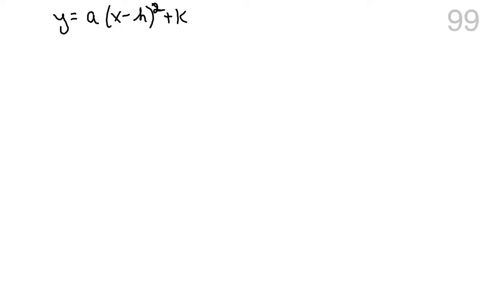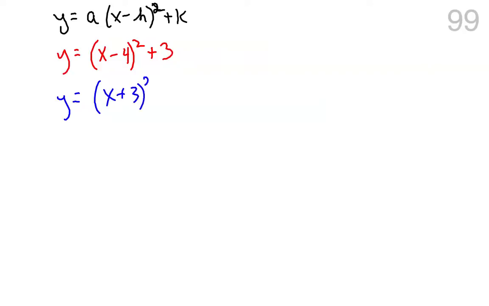y = a(x - h)^2 + k. And let me give you several examples of those and show you how they turn out. So for example, I might have y equals, and let's ignore the a, let's not even put a value there, (x - 4)^2 + 3. Then we'll do a second one. Again, we'll ignore the a. y = (x + 3)^2 + 1.